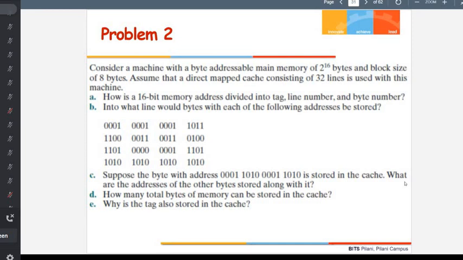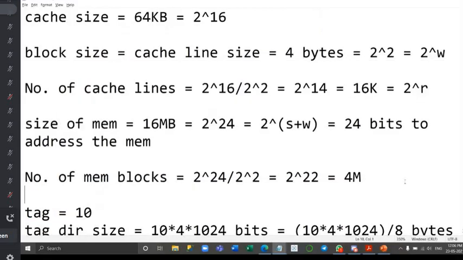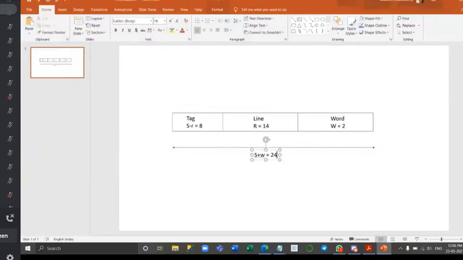Moving to problem number 2, we have 2 to the power 16 as the main memory. It's a byte addressable main memory of 2 to the power 16, so we'll write that out here. My main memory is 2 to the power 16, which is 64 kilobytes. So I need 16 bits to represent the entire memory. I'll replace that with 16.